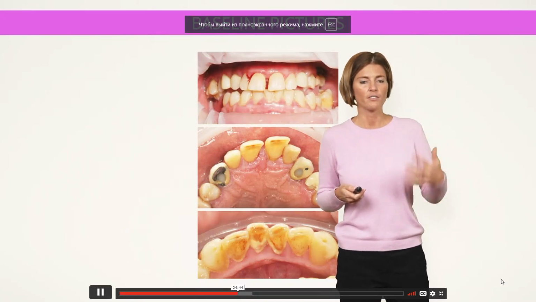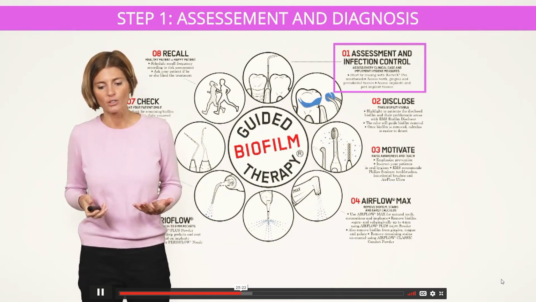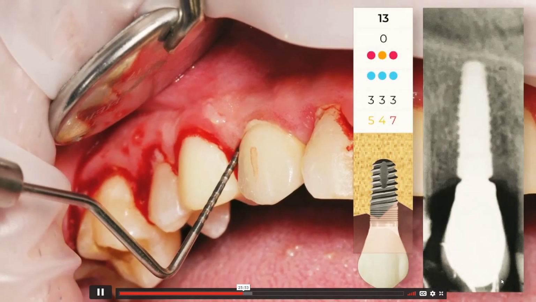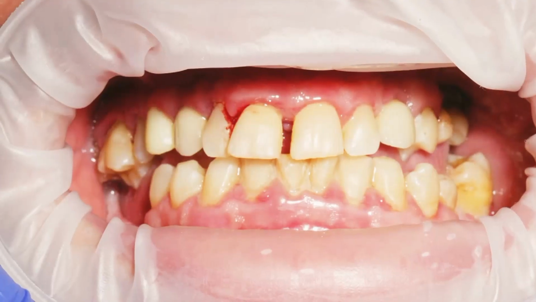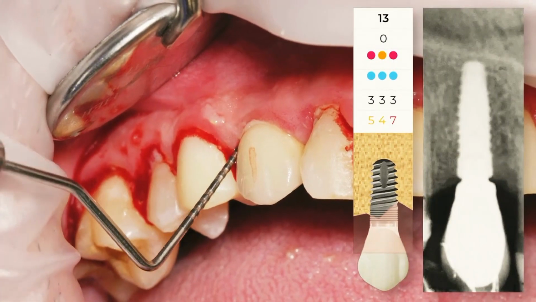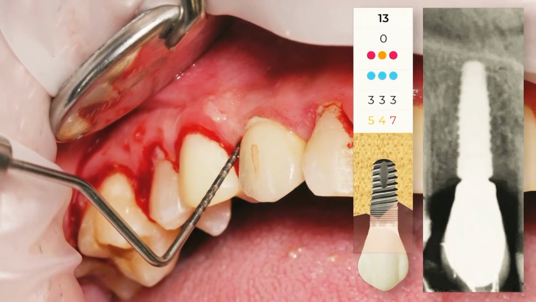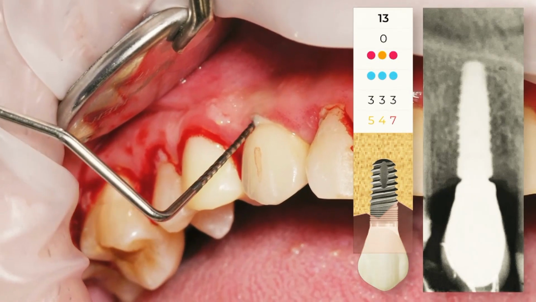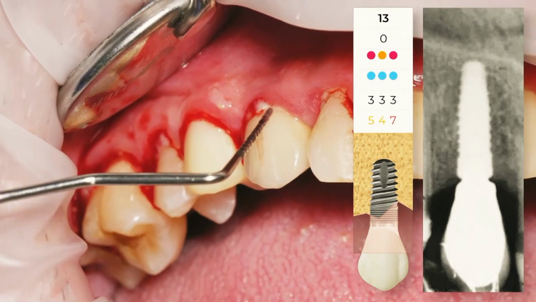These are the three visions of the final result. The treatment is GBT treatment. So what you see here is the first step, the assessment in terms of diagnosis, because we are collecting all the parameters, as you can see in the pictures.